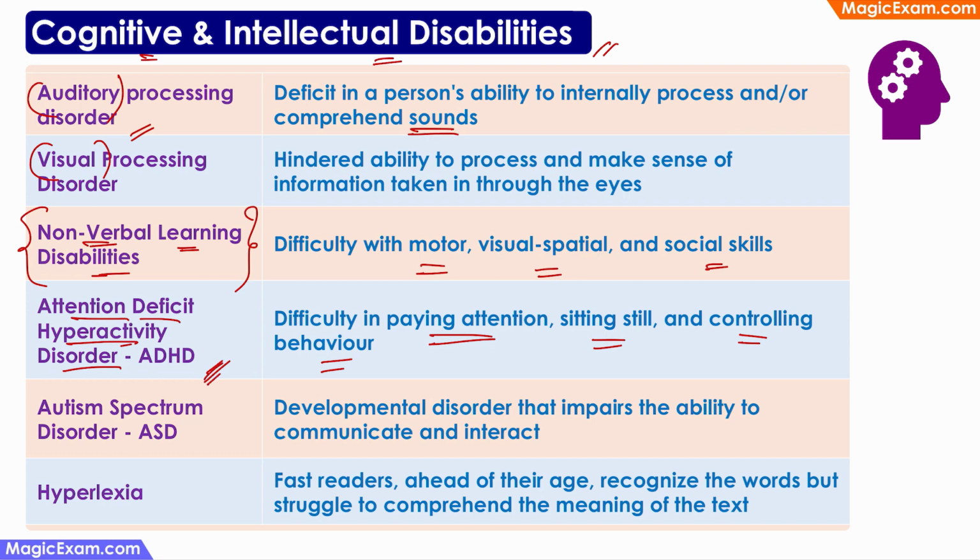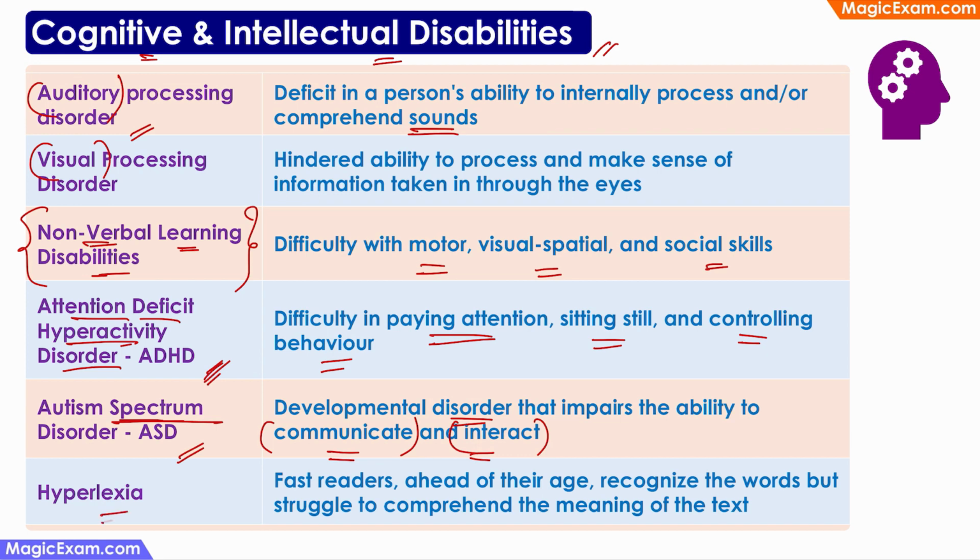So that is ADHD. And then we are talking about autism spectrum disorder, that is ASD. Now it is called autism spectrum disorder because autism can be of various degrees. It can be mild, it can be severe. So there is a spectrum or a wide range of autism related disorders. So that is called autism spectrum disorder. So this is a developmental disorder that impairs the ability to communicate and interact. That is, the child is not able to communicate or interact with others properly. So that is autism spectrum disorder.